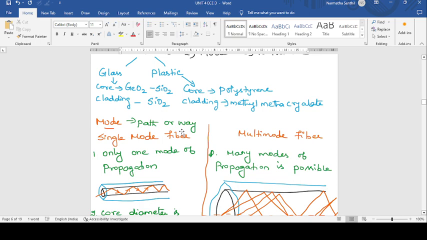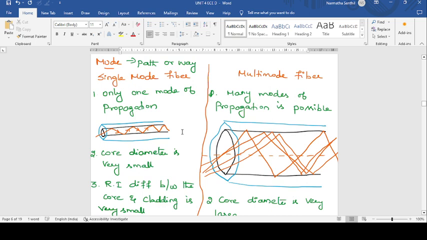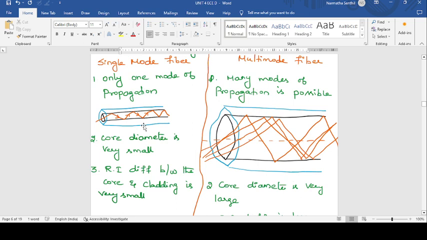Based on the mode, we are classifying the fibers into two: one is single mode fiber, the other one is multi-mode fiber. If there is only one mode for the propagation, then it is called the single mode fiber. Here the core diameter is very small, and the refractive index difference between the core and cladding is very small.